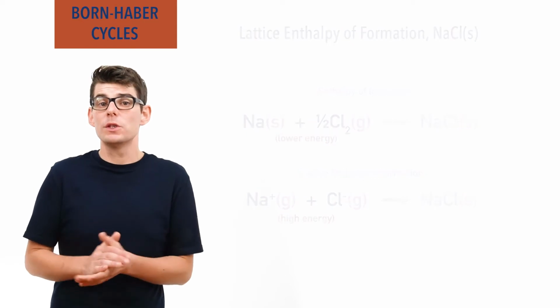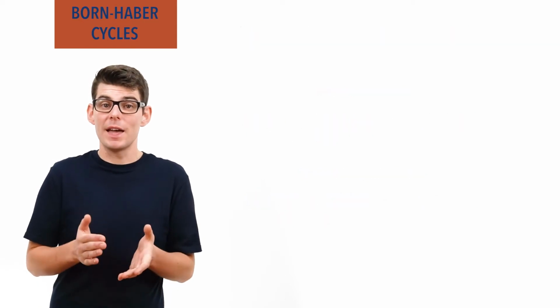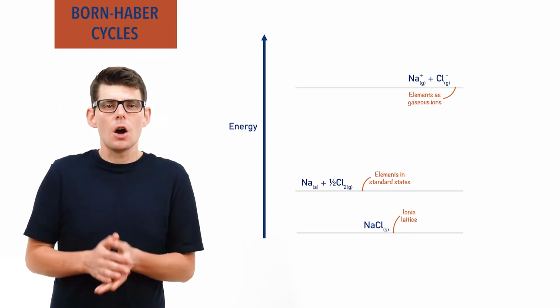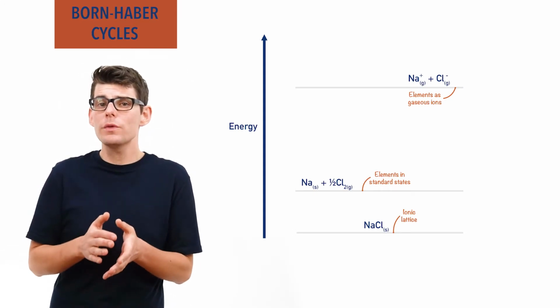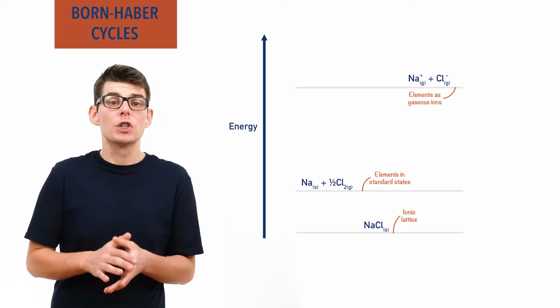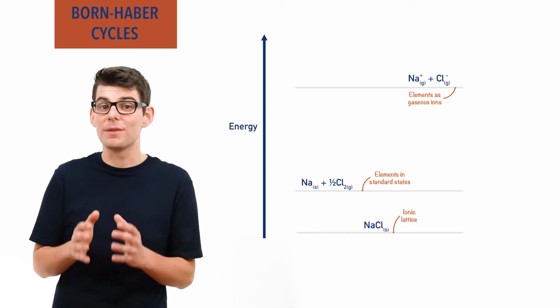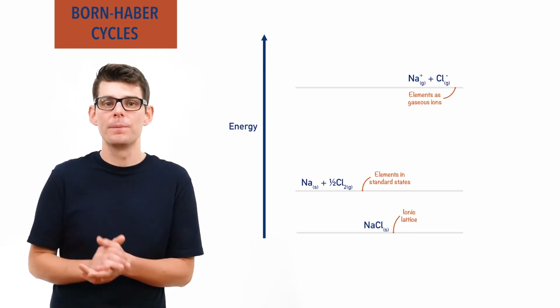We can show this using an energy level diagram, with energy increasing upwards on the left like a y-axis. Our job now is to figure out all the smaller steps we must carry out to go from the elements in their standard states to gaseous ions. Remember, this can't be done in one go.